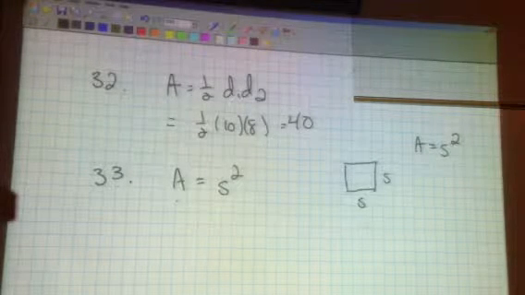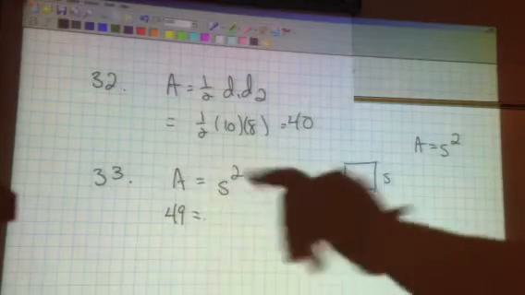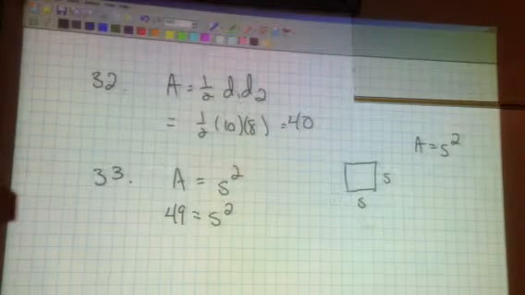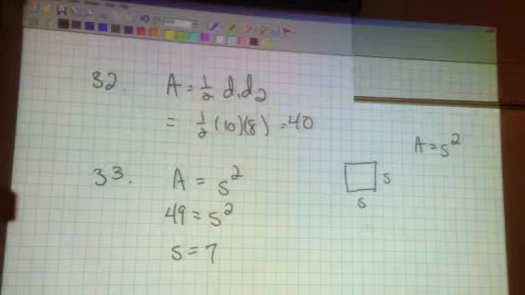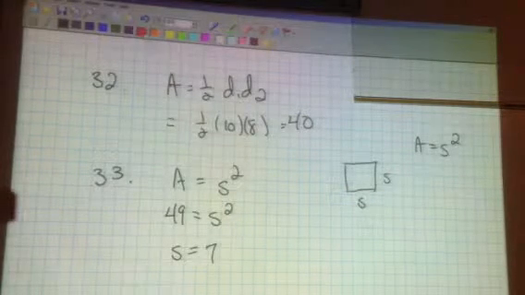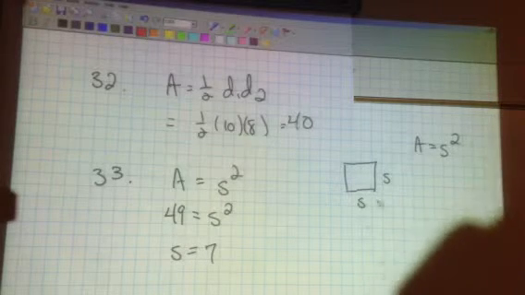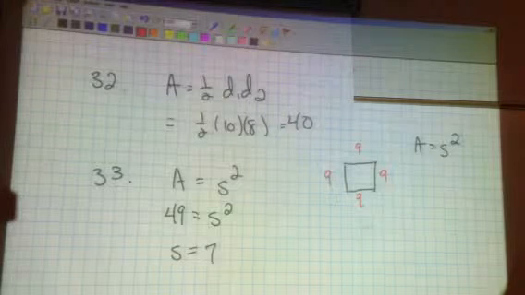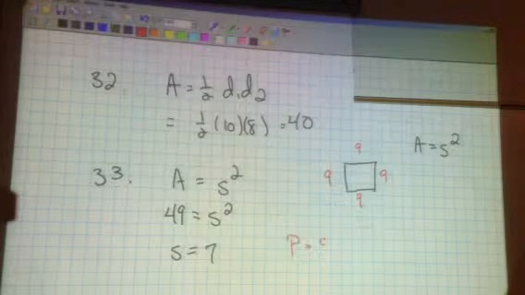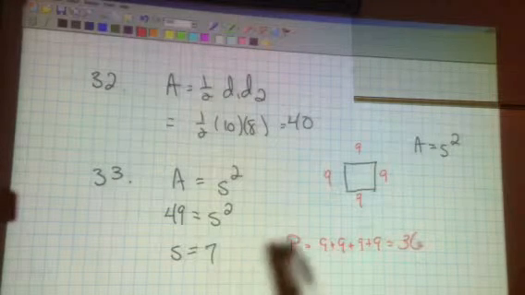So in question 33, it tells you the area is 49, so you're going to plug that in for A. And then we have s squared. So I'll take the square root of both sides, and so s has to equal 7. Now it says, what is the perimeter though? So we have to add up all 4 sides to find the perimeter. So if this is my square that I'm using as a sketch, then each side is 9. So the perimeter is just 9 plus 9 plus 9 plus 9, or 4 times 9, and you get 36.